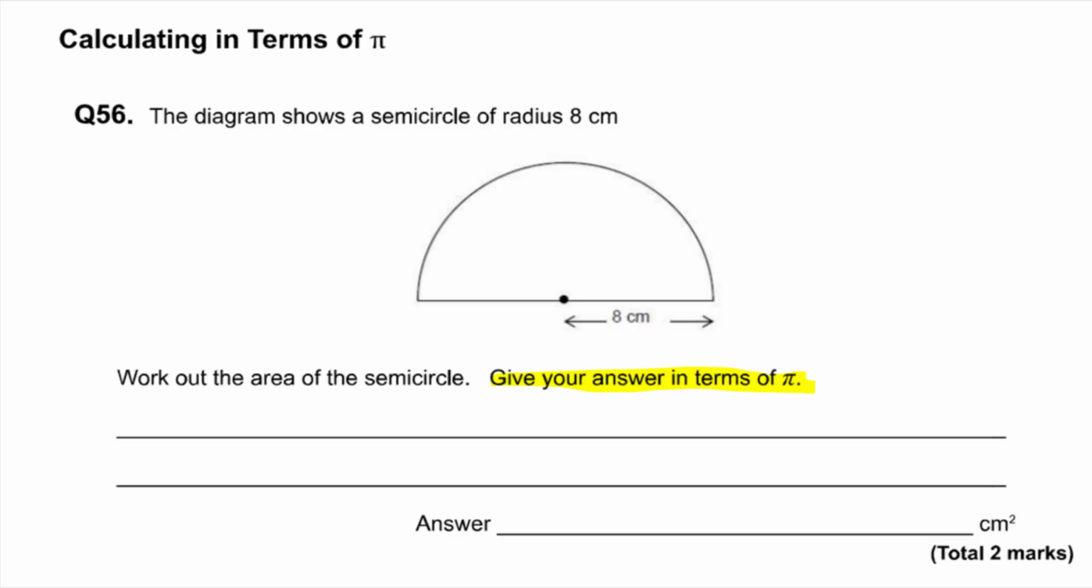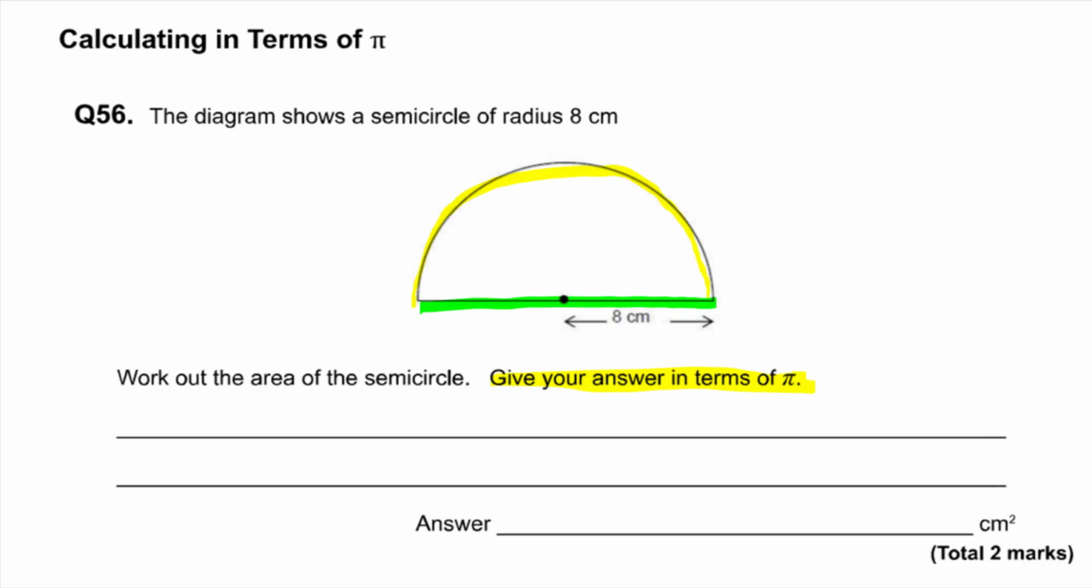Okay, so the diagram shows a semicircle of radius 8 centimeters. Work out the area of the semicircle. Well, a semicircle is made up of two parts. It's got this curved part that goes along here, and it's got this straight section that runs down here. So if you want to work out the perimeter, you need to work out those two lengths and you need to add them together.